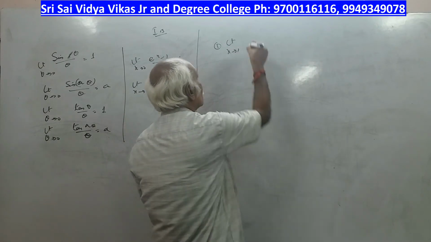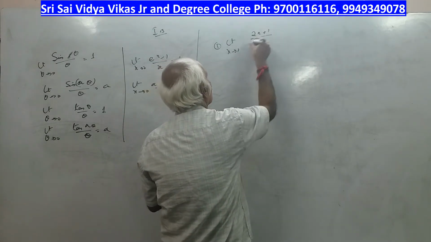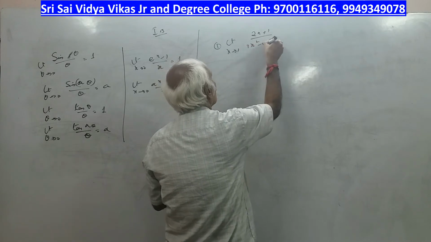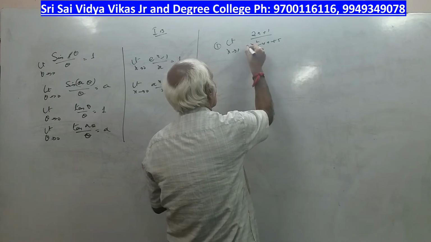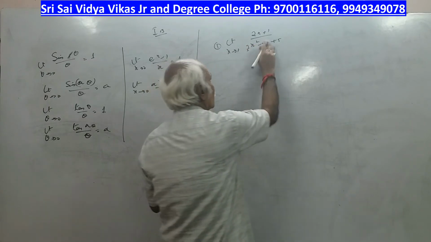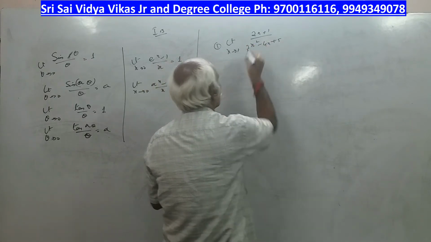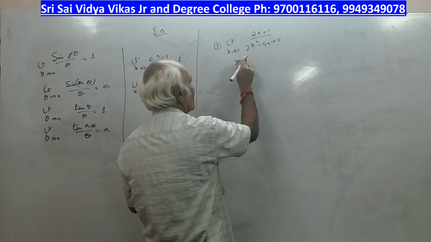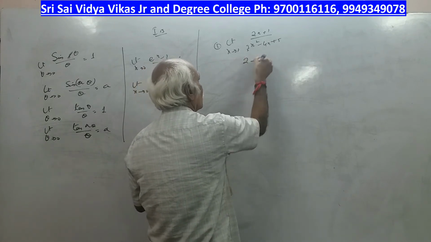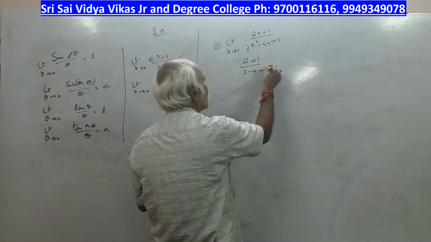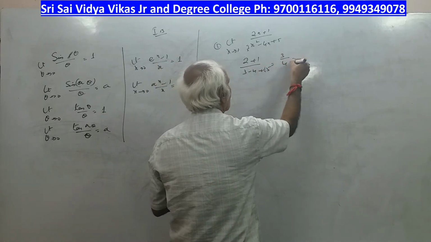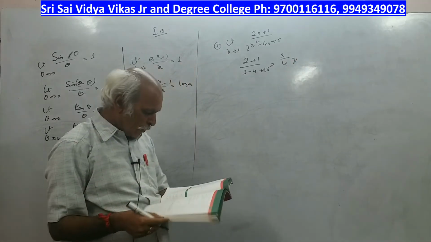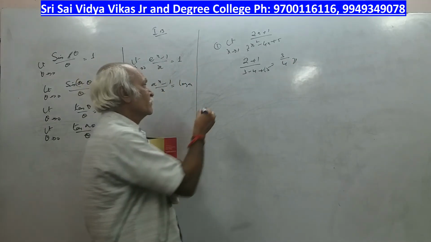Limit x tends to 1, 2x plus 1 by 3x square minus 4x plus 5. So, x is equal to 1: 2 plus 1 by 3 minus 4 plus 5. Simply I have to put x is equal to 1. So, 3 by 4. We have done these types of problems. Again I am repeating. Now, look at here.